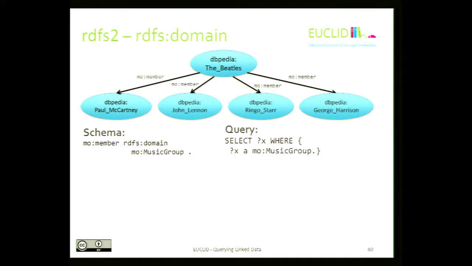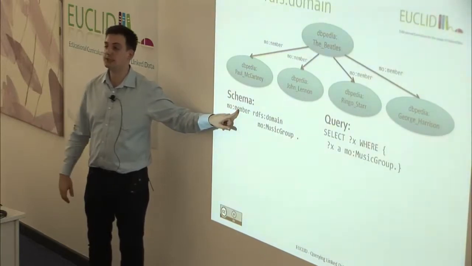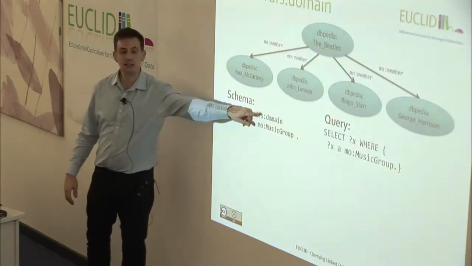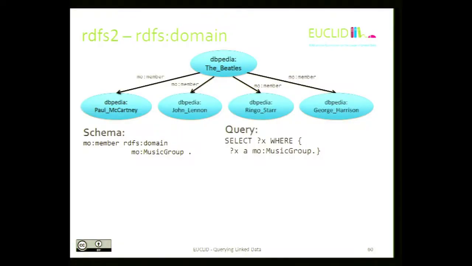So as one example, the Music Ontology has this triple. It says that the member property that links bands with artists in that band has a domain, as we saw before in Chapter 1, of MusicGroup. So that means if any resource has a relationship with another resource in this member property, then the first one of those should be in the class MusicGroup.